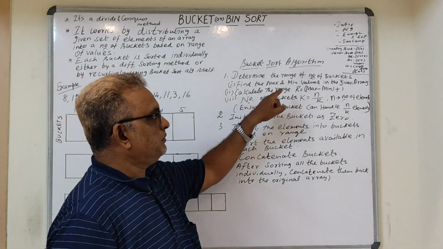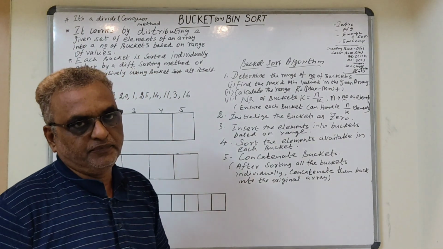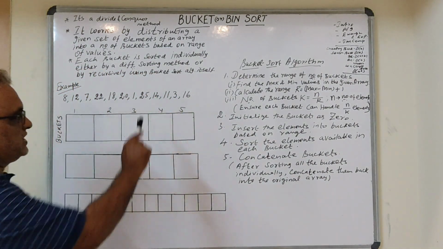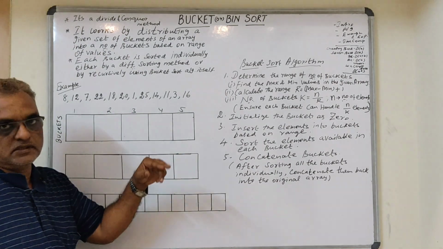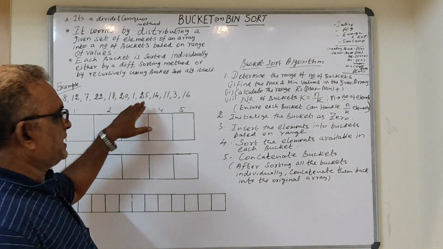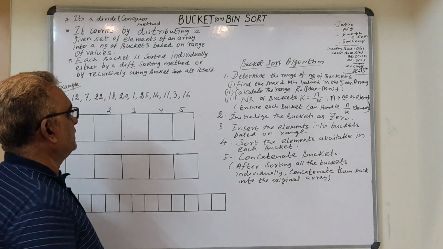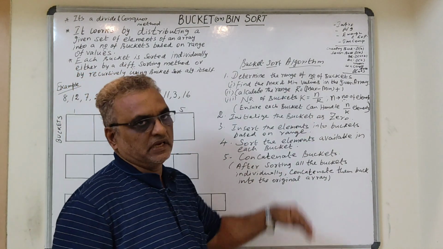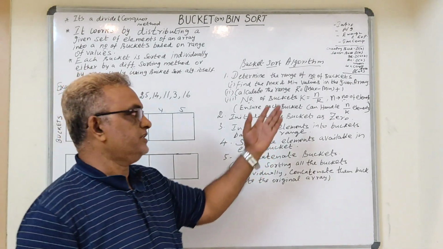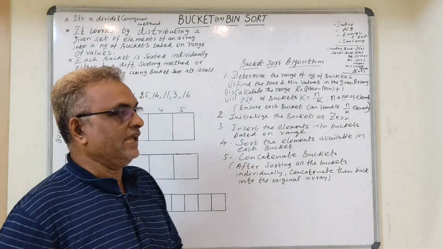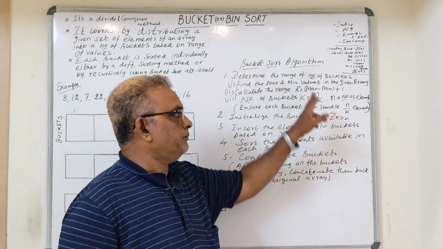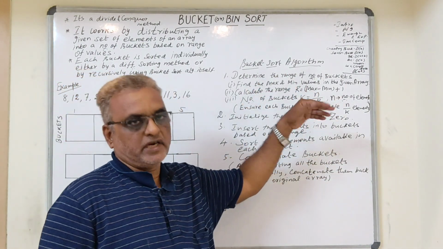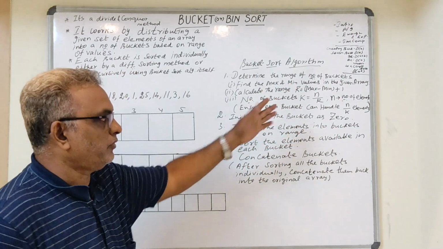Find the maximum and minimum value in the given array. See, for example, this is the given array, which contains 12 elements, and what is the maximum value? It is 25, and the minimum value is 1. So using the formula, we can calculate the range of the given elements. R is equal to the maximum minus minimum plus 1. So it is 25 minus 1 plus 1, which is nothing but 25.